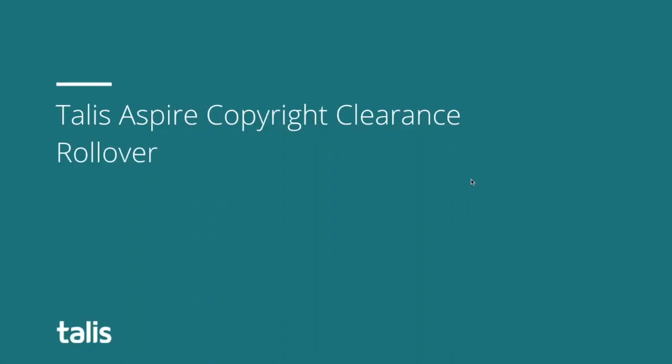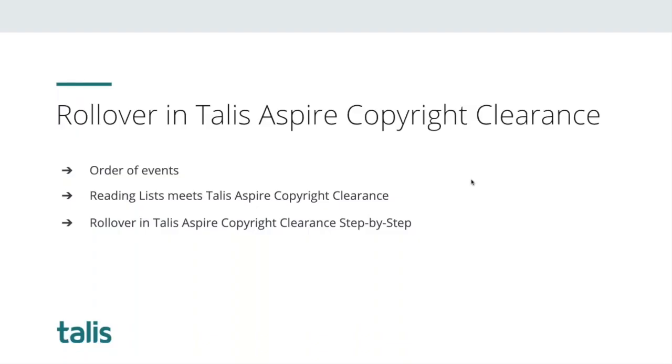So we're going to move on to Talis Aspire copyright clearance rollover. You might know it as Talis Aspire digitized content, or TADC or TADAC. Whatever you call the system, it's rolling over your scans, your digitizations. So what we're going to talk about in relation to this is the order of events and what it means between reading lists and copyright clearance, and then a step-by-step on the rollover in Talis Aspire copyright clearance.